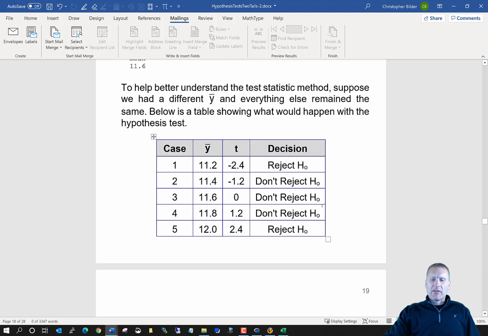Now, to help you understand this test statistic better, I want you to think about what would happen if the sample mean changed, but everything else in terms of the numerical values, like the standard deviation, alpha, and the sample size, all remain exactly the same. So before we had y bar equal to 11.5. Well, let's suppose that y bar was actually 11.6, which is exactly the same as the hypothesized value.